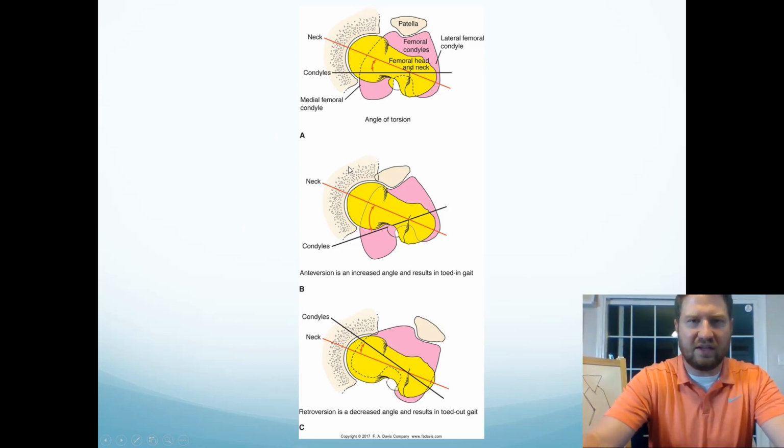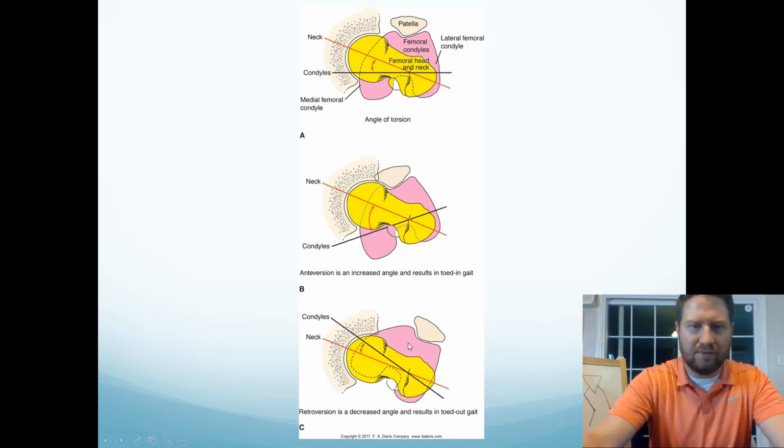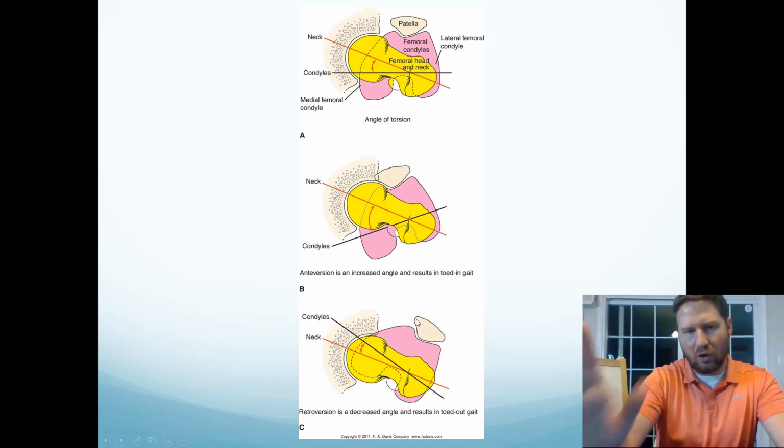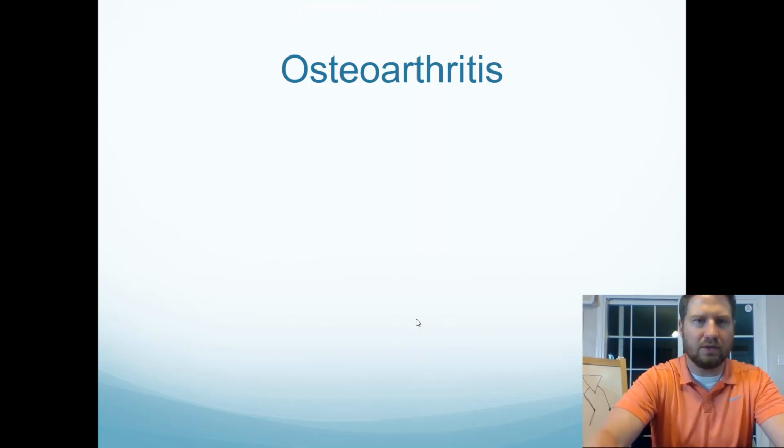Okay? And this is just normal, anteverted, and you can see how the femoral condyles and the patella are all internally rotated. Retroversion, where the condyles and the patella are going to be toed out, or externally rotated, or pseudo-externally rotated.